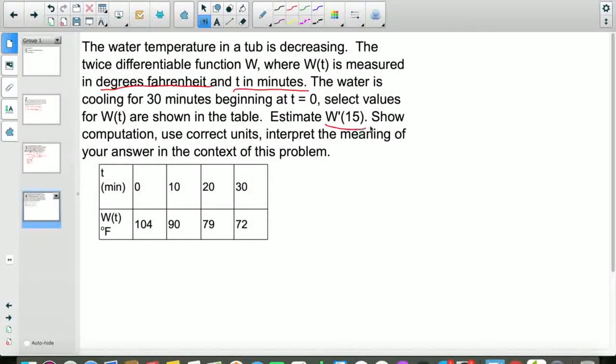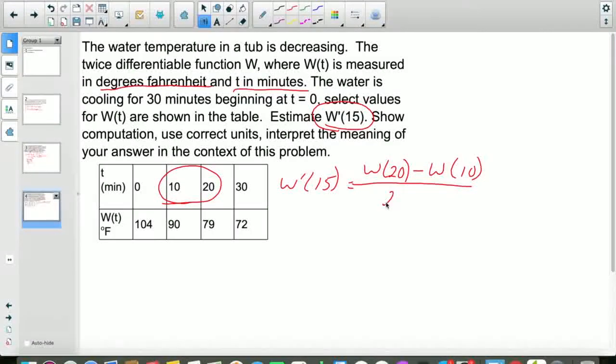If they're asking us to find W prime of 15, we know that W prime is the rate of change. It's the derivative, a rate of change. In this problem they have not given us an equation to use, so to find W prime of 15, we have to use the difference quotient. I see the t value they want us to use is 15, which is between 10 and 20. So I'm going to use these two ordered pairs. W prime of 15 is going to be equal to W of 20 minus W of 10 over 20 minus 10.